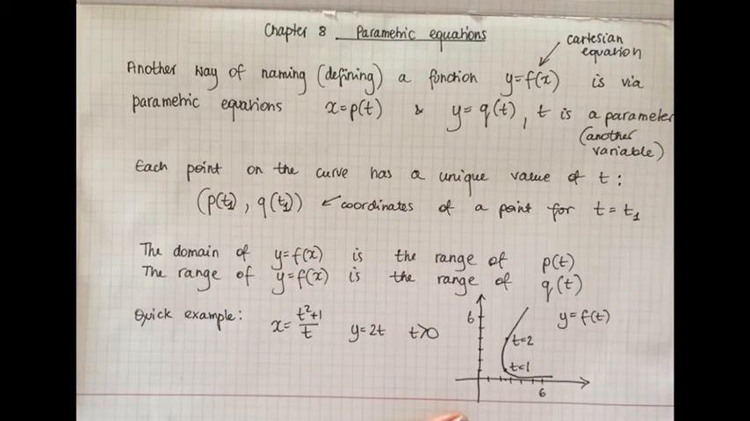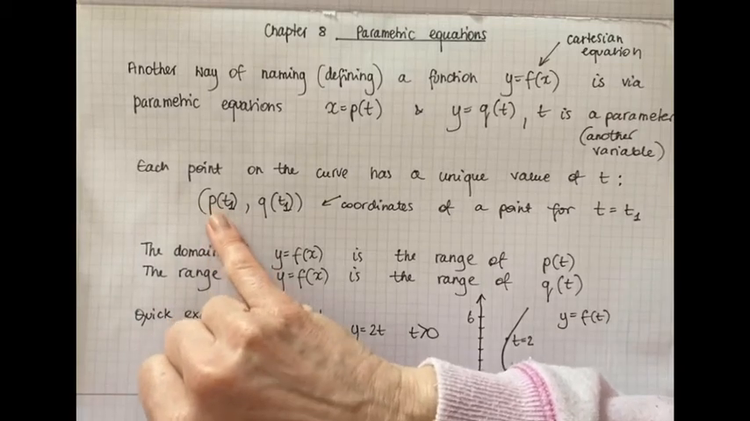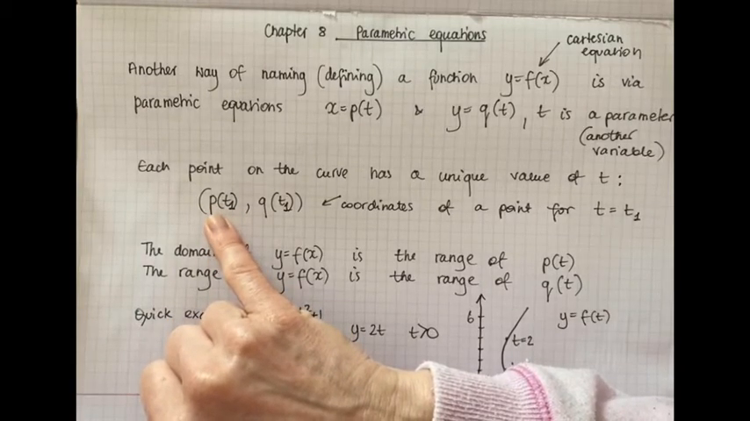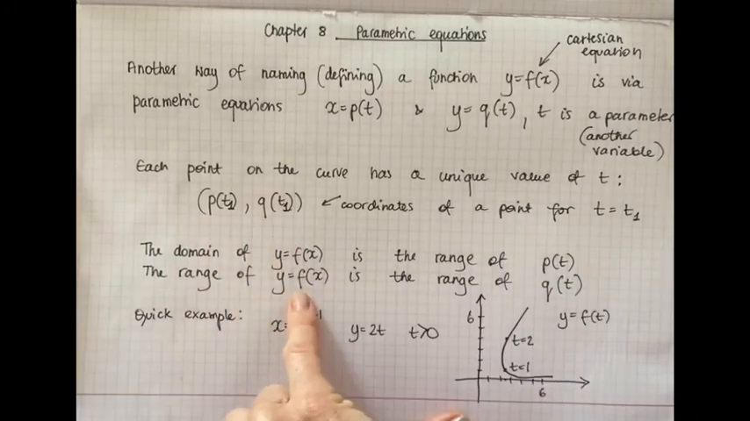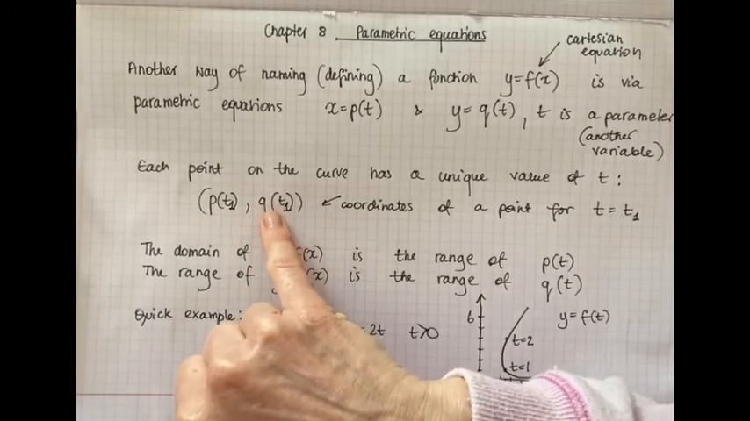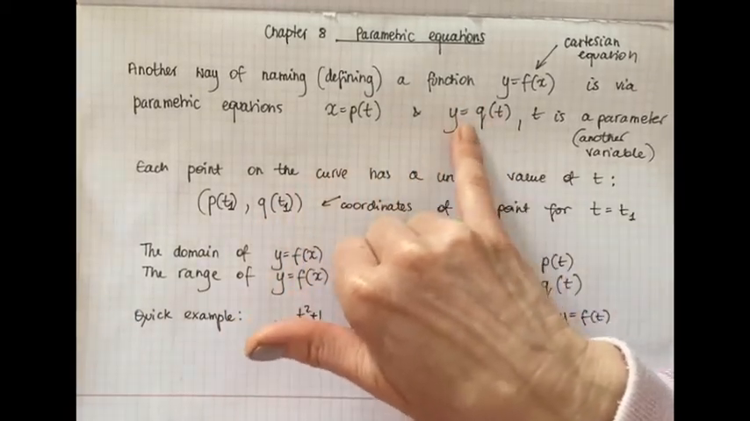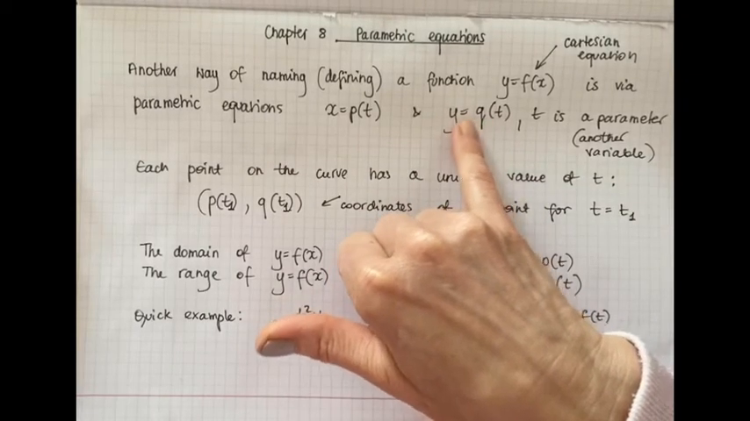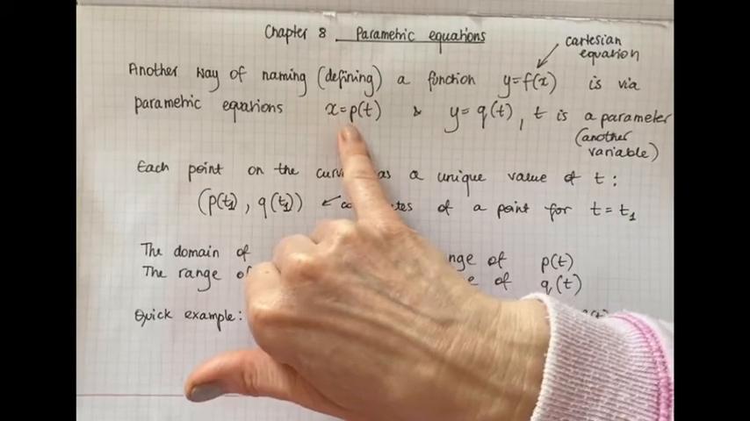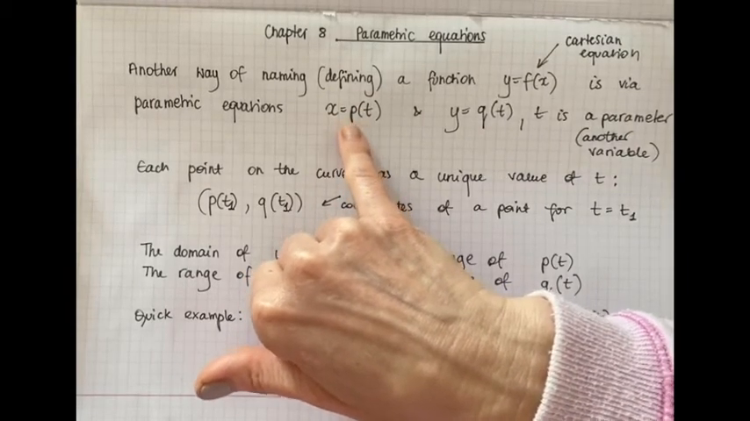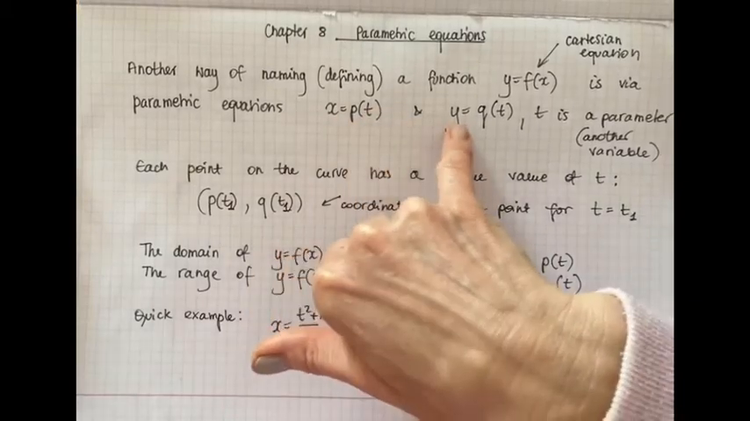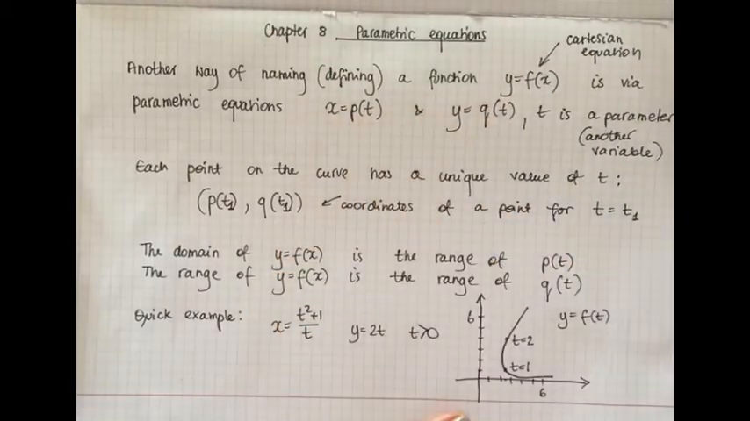The domain of a function that's defined in terms of parametric equations is simply the range of that first definition, so how the x is defined, and the range of y equals f of x will be the range of your q of t. So it's simply the possible values of y, the range of y equals q of t, and the possible values of x, the range of p of t, that will give you the domain and range of y equals f of x.